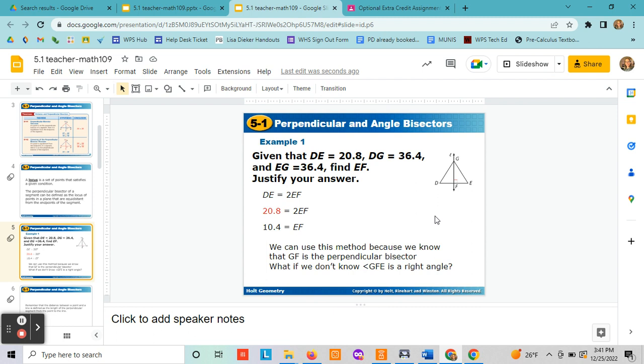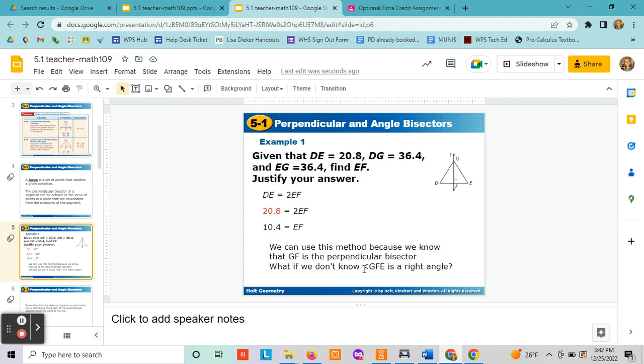So I know that GF is the perpendicular bisector. DGF and EGF are congruent, therefore DF and EF are congruent. That means that if DE is equal to 20.8, DE is equal to 2EF, 20.8 is equal to 2EF, and 10.4 is the measure of segment EF.